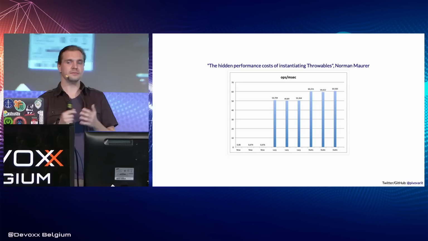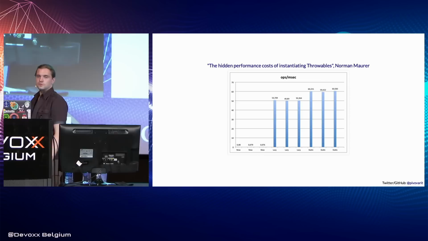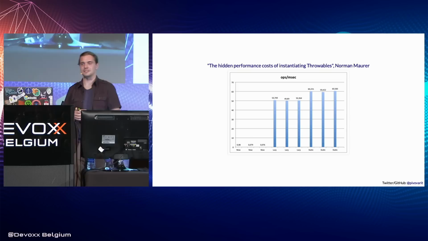On the left side, you see the result for classical exception instantiation, which is less than one operation per millisecond, while on the right side, with the stackless exception, it's over 60. So as you can see, the difference is really huge.